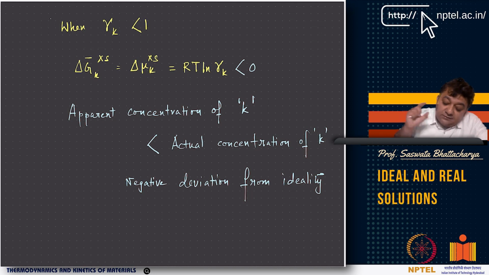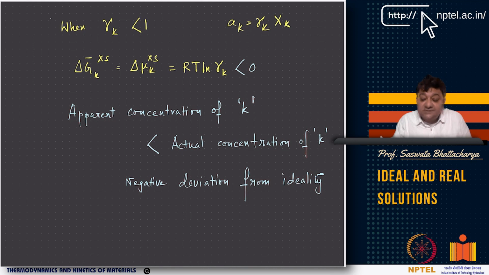So it adds to the total delta G, which is delta GK bar total, which is delta GK bar excess plus delta GK bar ideal, which is RT ln XK, right? So RT ln XK, and there is a negative term, so it comes out. So basically, what does it mean? The gamma K XK, or the apparent concentration AK, is ultimately gamma K times XK, right? And now gamma K is less than 1. So AK, basically, now you can immediately see the apparent concentration of K is less than the actual concentration of K.